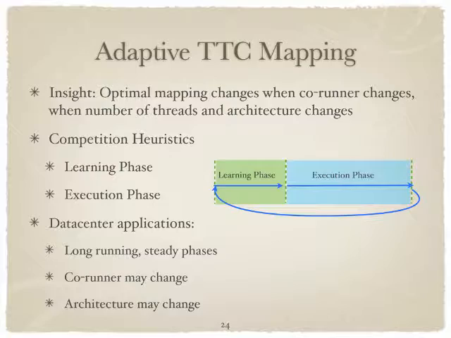So we propose the adaptive thread-to-core mapping. The insight is, because the optimal mapping changes based on a lot of things, co-runner changes, architecture changes, so why don't we just do it online? The key idea is we have the competition heuristic, and we have the learning phase where we go through the search space in a smart way. Then we pick the best thread-to-core mapping and execute it for a while. So we basically loop this.